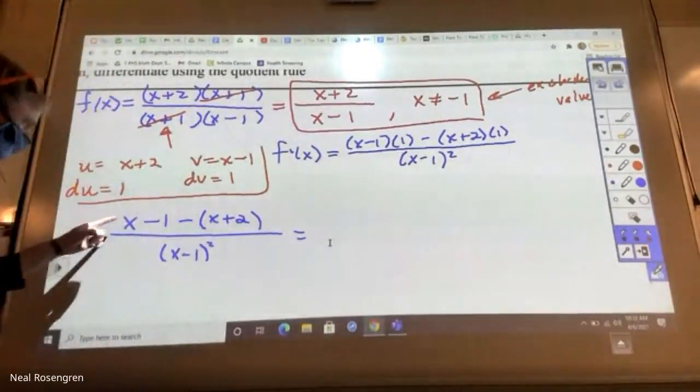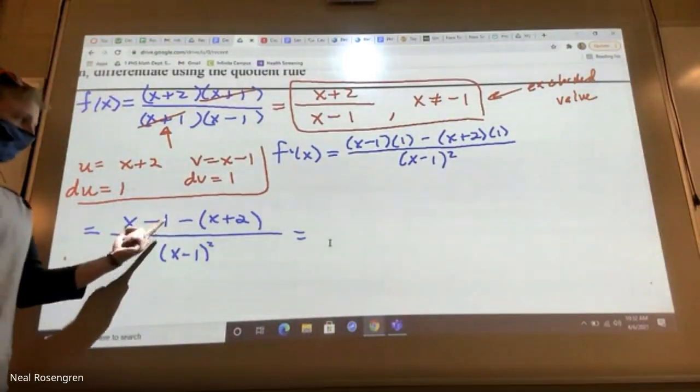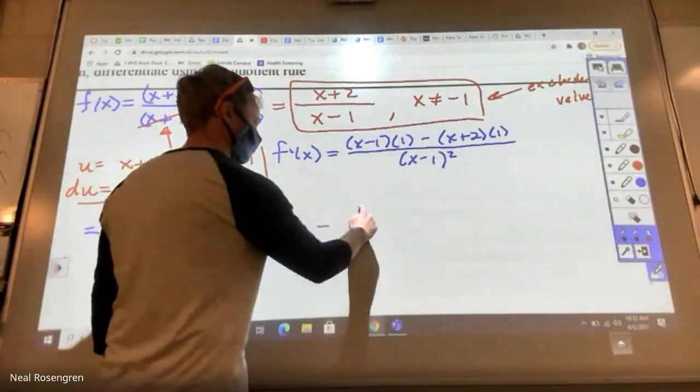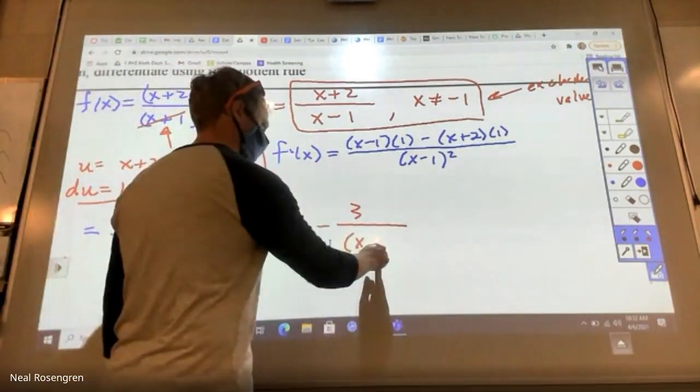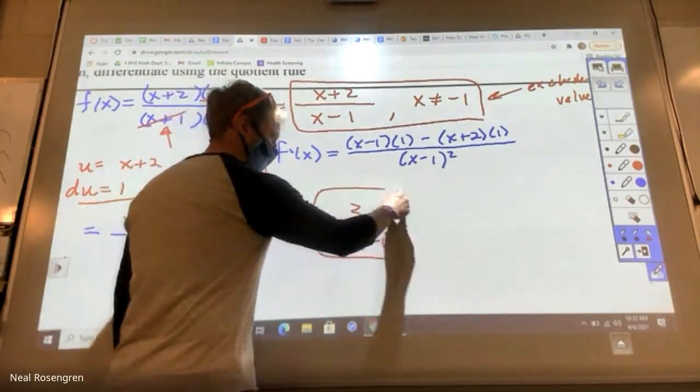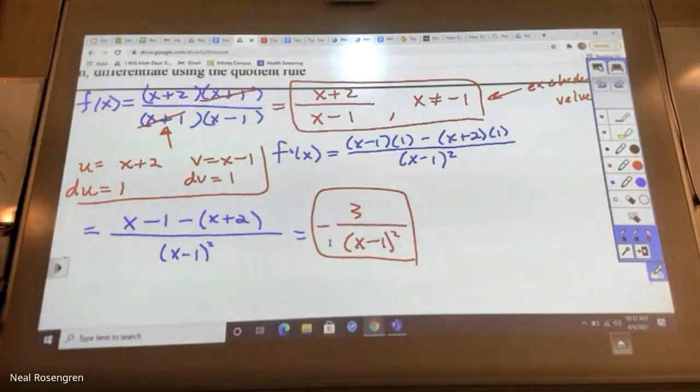But this simplifies real nice. x minus x, gone. Negative 1 minus 2. There's that negative 3. You can put the negative up top. I'm just going to leave it out front. That's just a little nicer, a little cleaner. And then x minus 1 squared. And that was a derivative that we found the first time they told us we were supposed to find. But wow, that was so much easier, right?